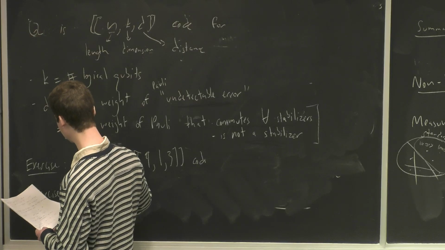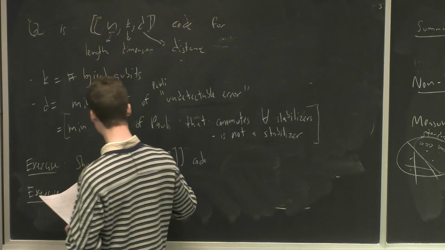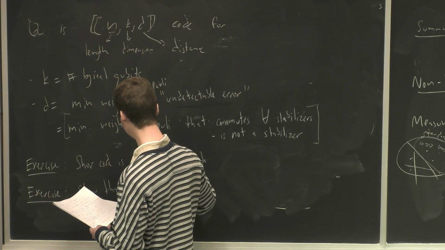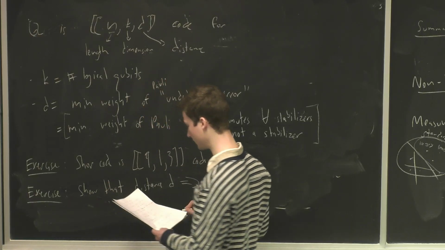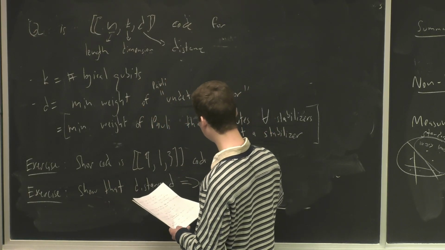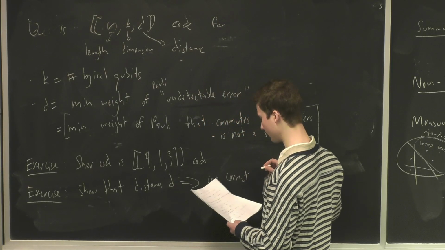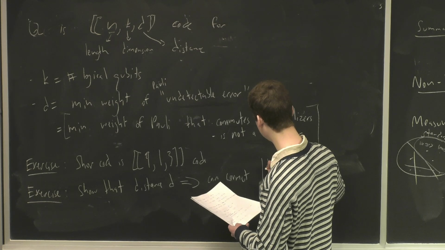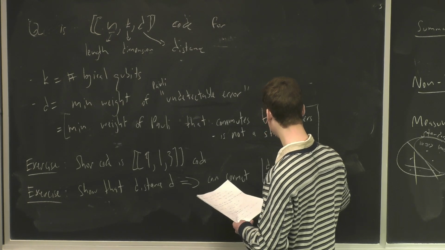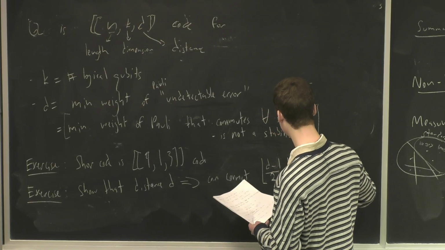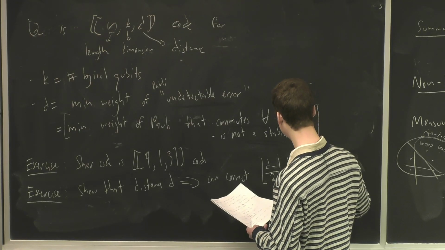So I'll also leave it as an exercise to show that if we have a stabilizer code of distance d, then we can correct, or I guess detect and thereby correct, (d-1)/2 errors in unknown locations.